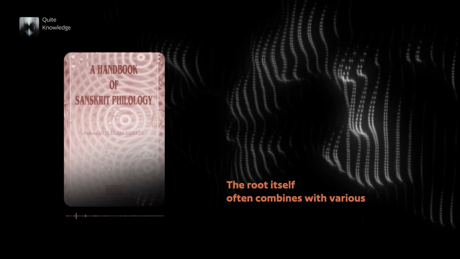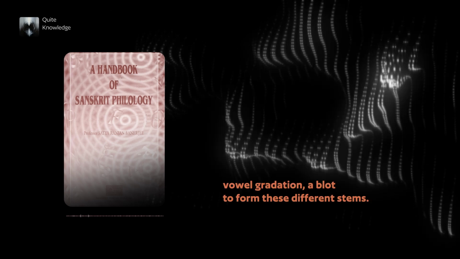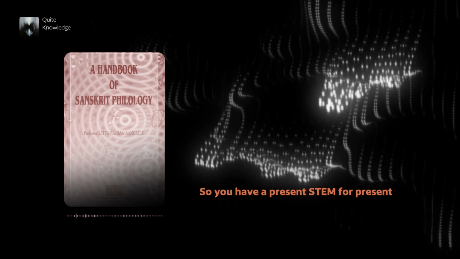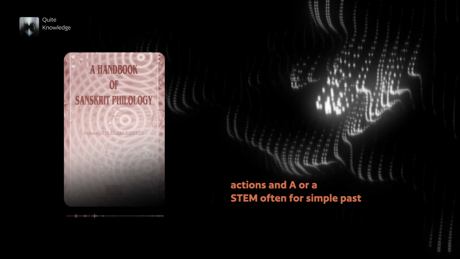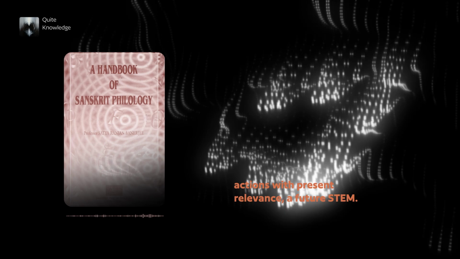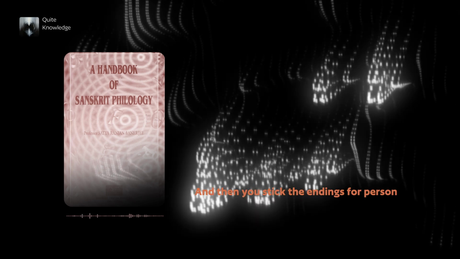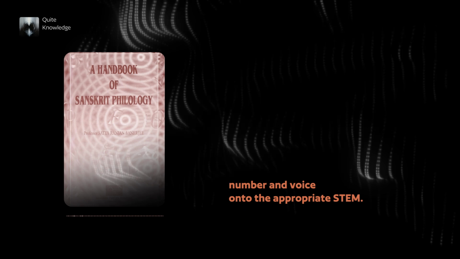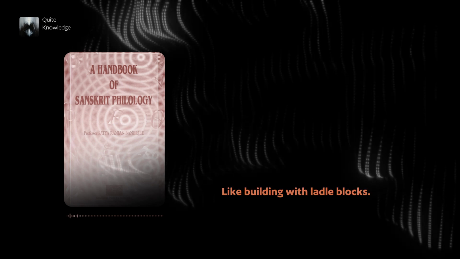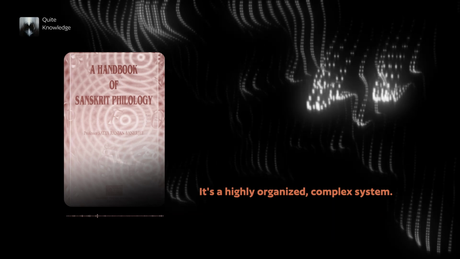The root itself often combines with various suffixes or undergoes internal changes, like vowel gradation, ablaut, to form these different stems. Okay. So you have a present stem for present actions, an aorist stem often for simple past actions, a perfect stem for completed actions with present relevance, a future stem, and then you stick the endings for person, number, and voice onto the appropriate stem. It sounds very architectural, like building with Lego blocks. That's a good analogy. It's a highly organized, though complex system.